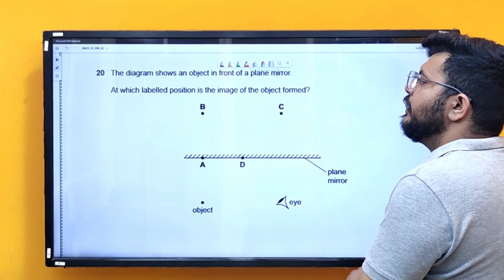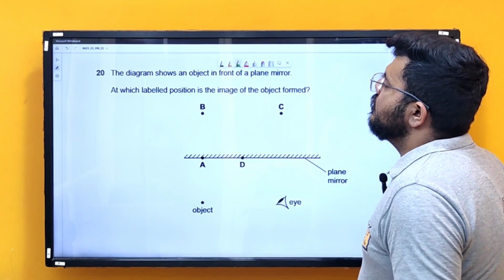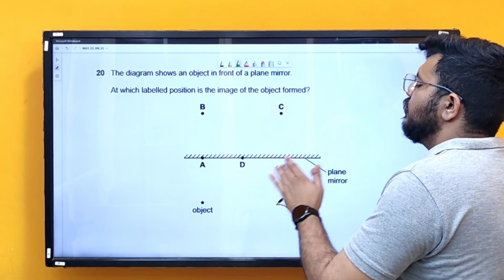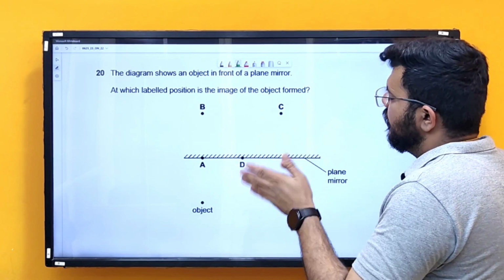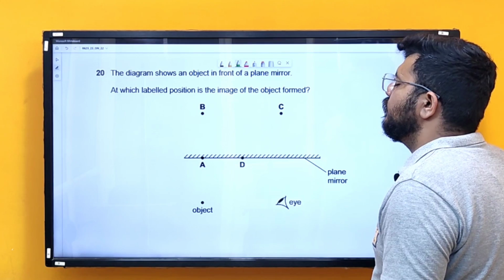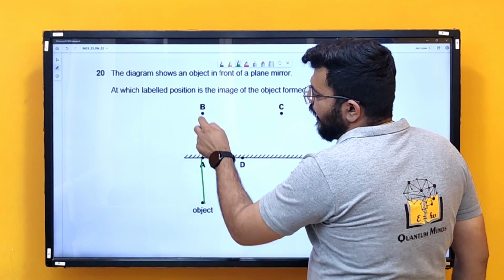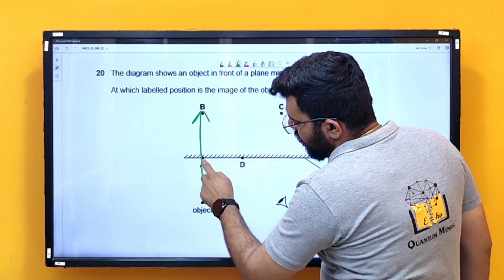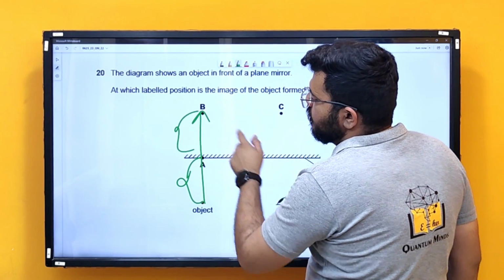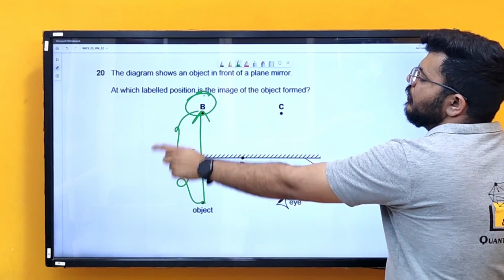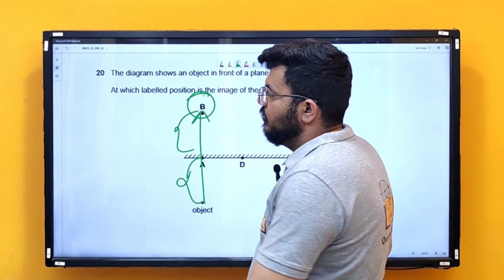Then we have question number 20. The diagram shows an object in front of a plane mirror. This is the object. At which labeled position is the image of the object formed? It is formed exactly in front, but at an equal distance from the mirror as the object. So option B becomes your correct answer.